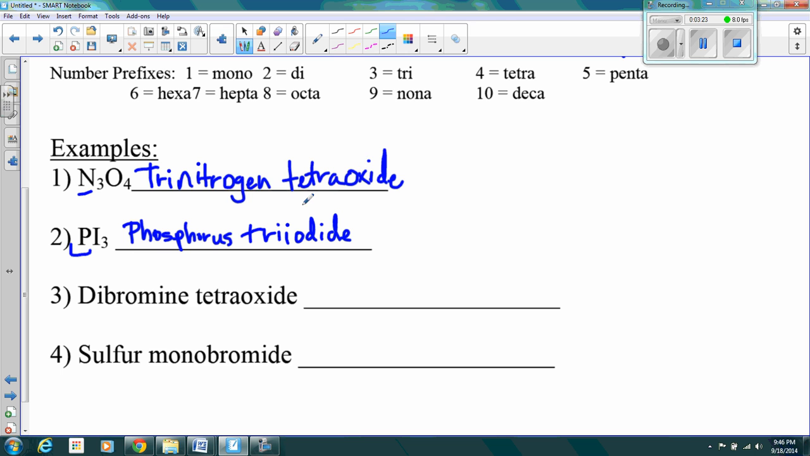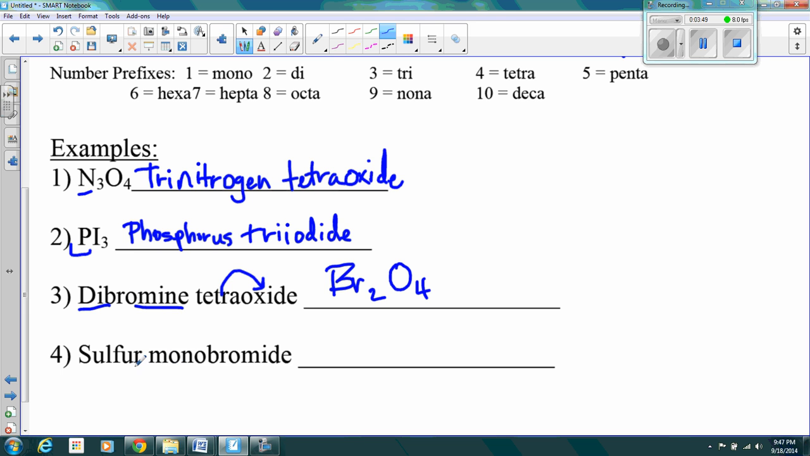It's just the prefixes. If I go in the other direction, I have dibromine. So I look up, di is 2, so it's Br2, and tetraoxide. So you put the prefix number right on the whole word, like right what it's connected to. So the symbol is oxygen, tetra is 4, Br2O4.